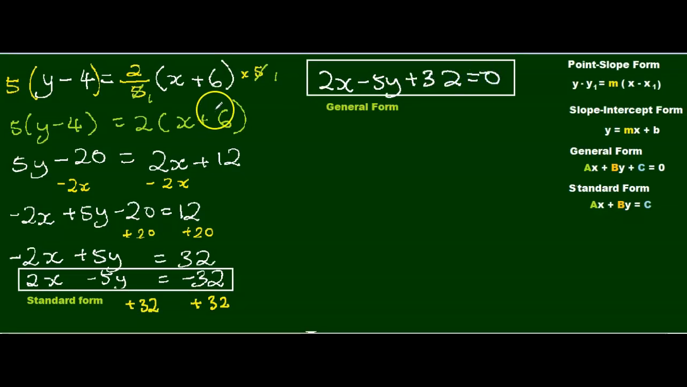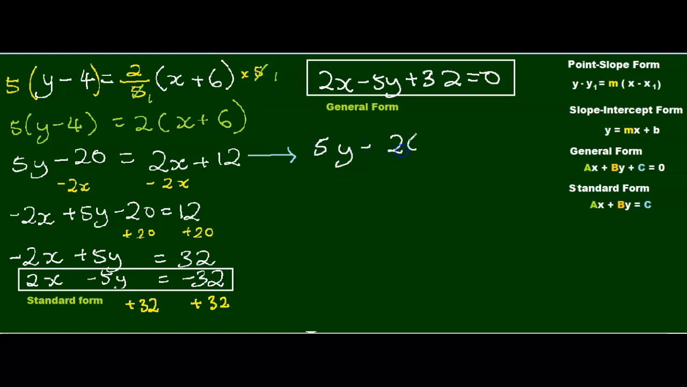So in this case, I went ahead to find our standard form and general form first. But we haven't found our slope-intercept form yet. So let's go back to our point-slope form here. And I am going to use my work from this line. We solve our point slope form and I'm just going to rewrite it here. So 5y minus 20 equals 2x plus 12, which is the equation we got when we got rid of our denominator 5 in our point slope form.